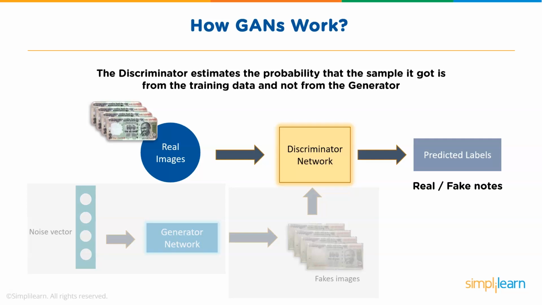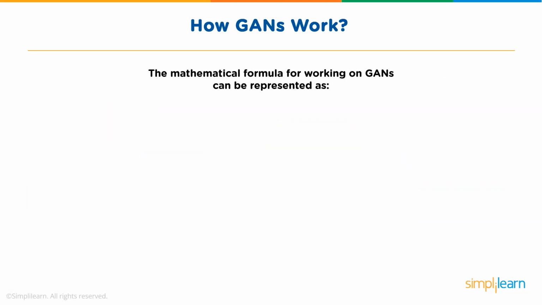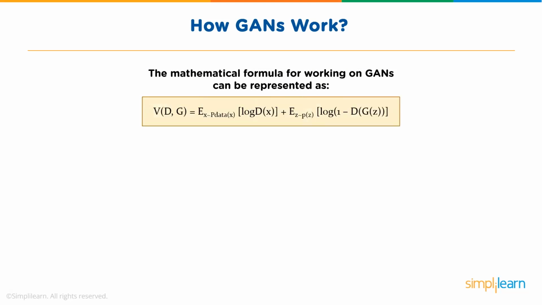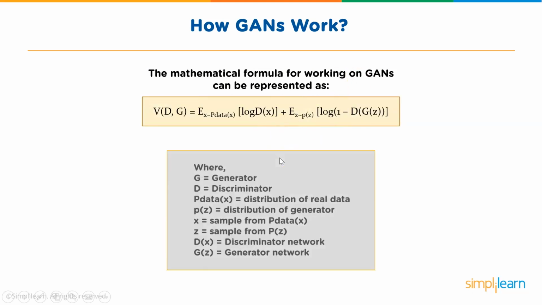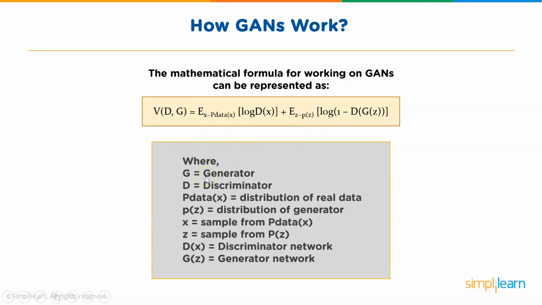We train the model, calculate the loss function at the end of the discriminator network, and backpropagate the loss into both discriminator and generator. Now the mathematical equation of training a GAN can be represented as you can see here. Now this is the equation and these are the parameters. Here G represents generator, D represents the discriminator.